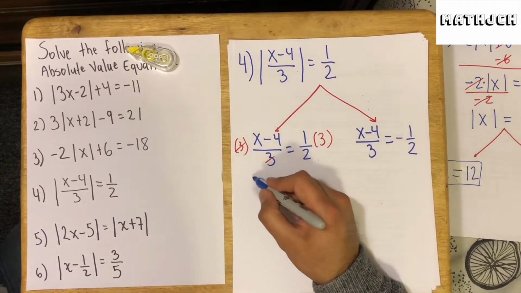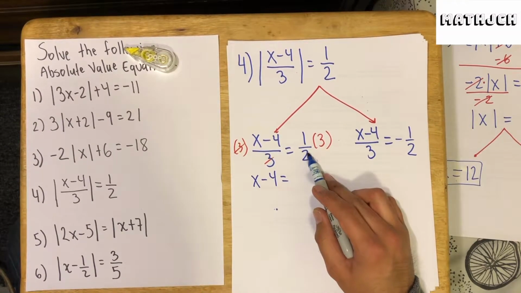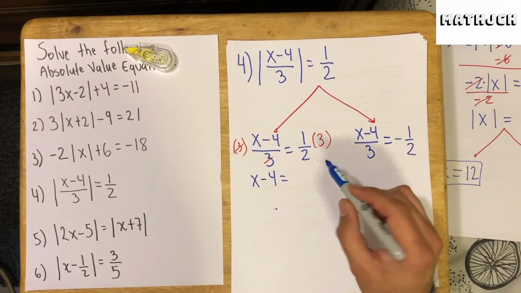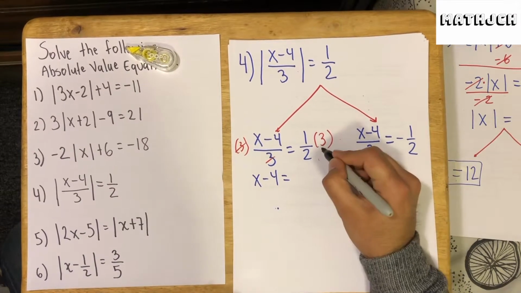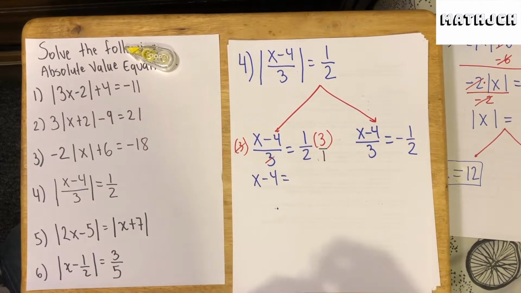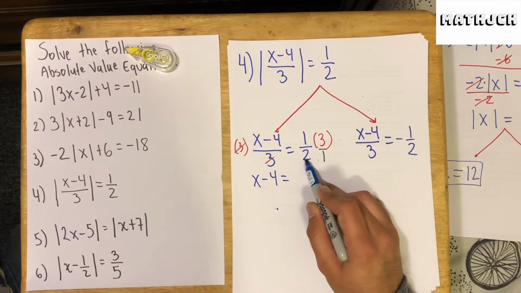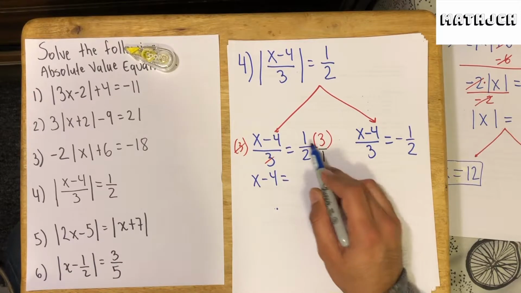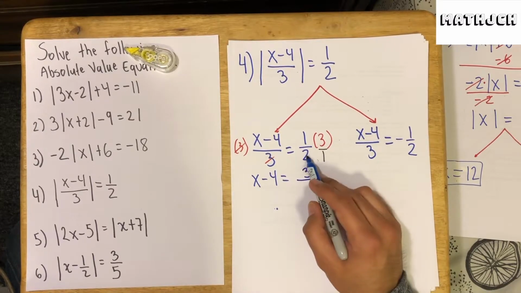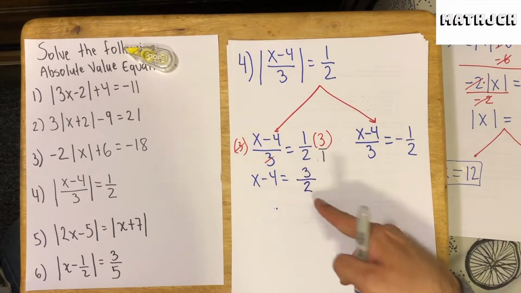And I'm going to be left with x minus 4 equals, now, in this case we have a fraction multiplied by a number. This number 3 has an invisible 1 underneath, so we could actually make it a fraction. And when we multiply fractions, we multiply straight: numerator times numerator and denominator times denominator. That means I'm going to have 1 multiplied by 3, that will give me 3, divided by 2 times 1, that will give me 2. So that will give me 3/2.